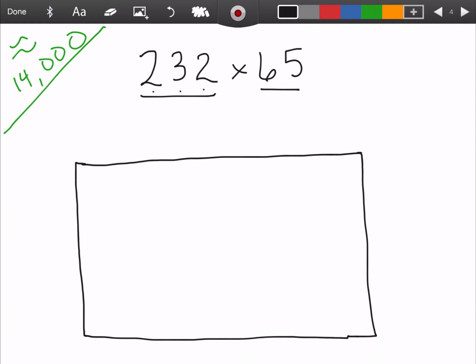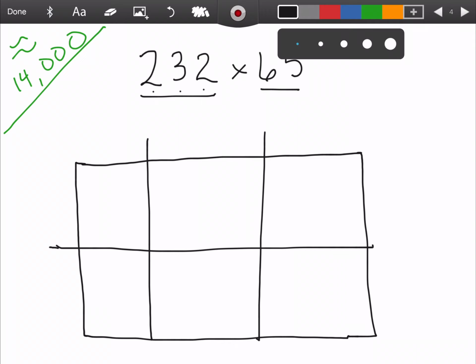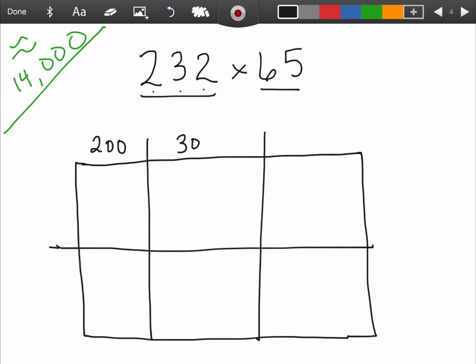So I need to break this up. 1, 2, 3, and then I'll break this one up too. This time, because I'm going to need to write extra small, I brought the edges of this up a little bit so that I don't get confused. So I have 200 plus 30 plus 2, and then 60 plus 5. All right.